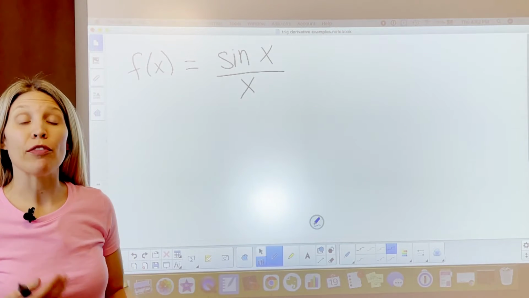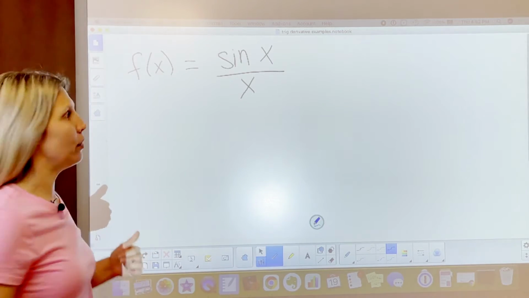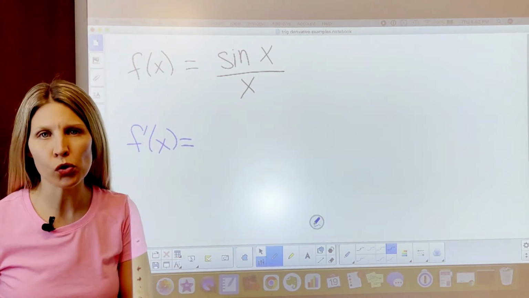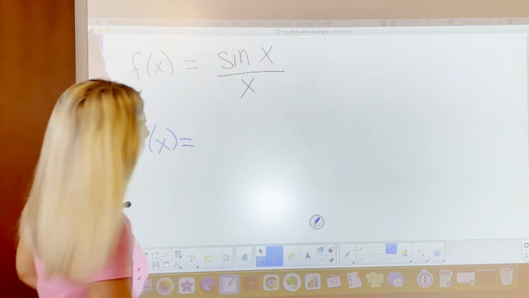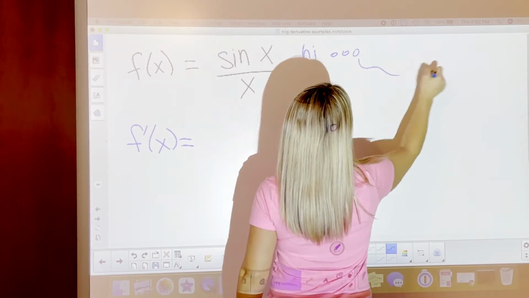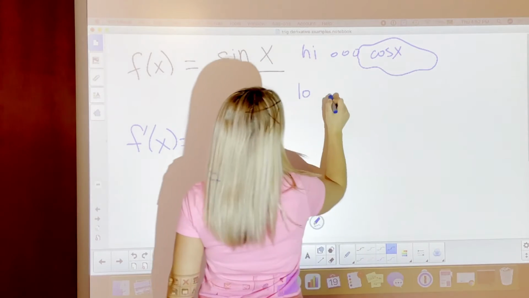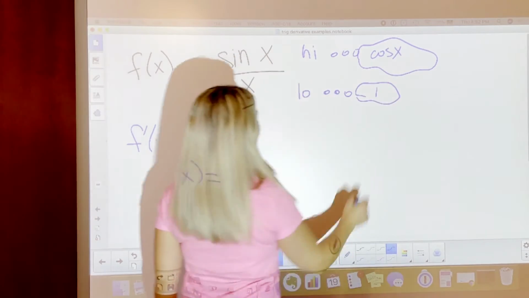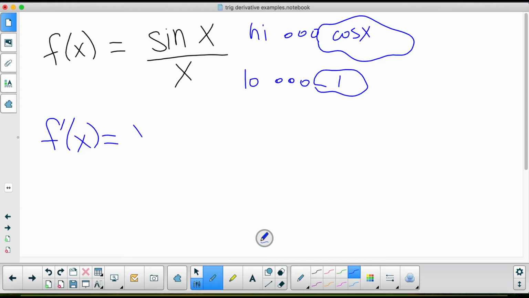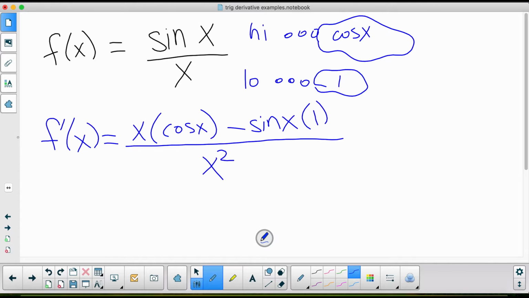All right, next we have y equals sine x over x. We're going to find the derivative. So f prime equals, again, quotient rule, low d high minus high d low all over low low, right? So this is my high piece, this is my low piece. The derivative of my high piece is cosine x. The derivative of my low piece is 1. Well, doesn't that make life easy? So low, x, times the derivative of my high, cosine x, minus my high piece times the derivative of my low piece, all over low low.